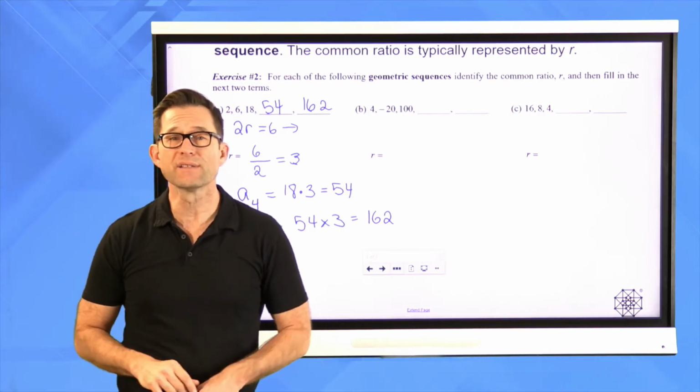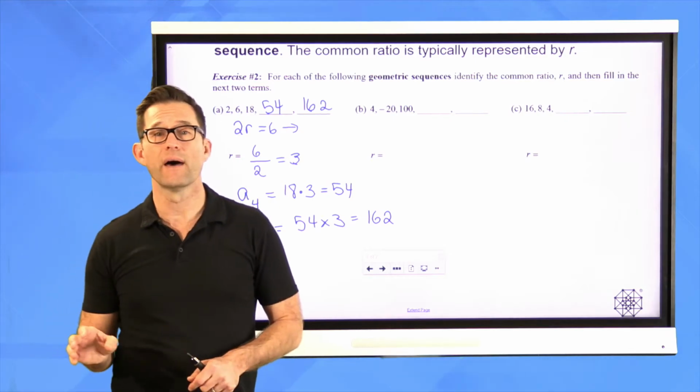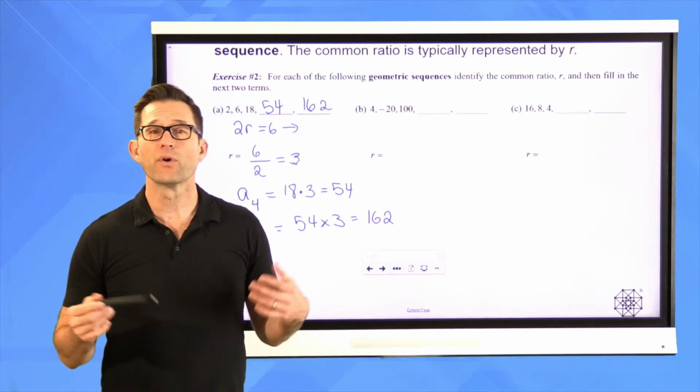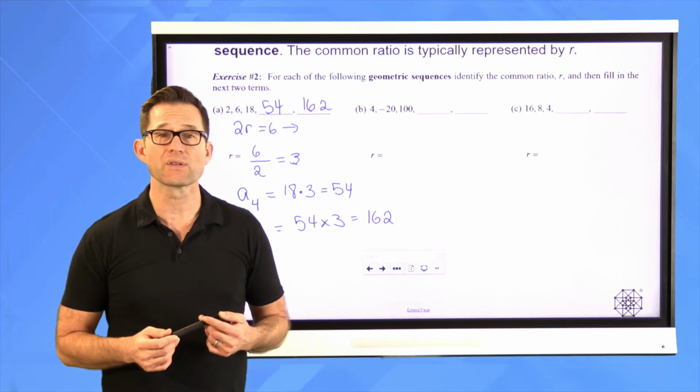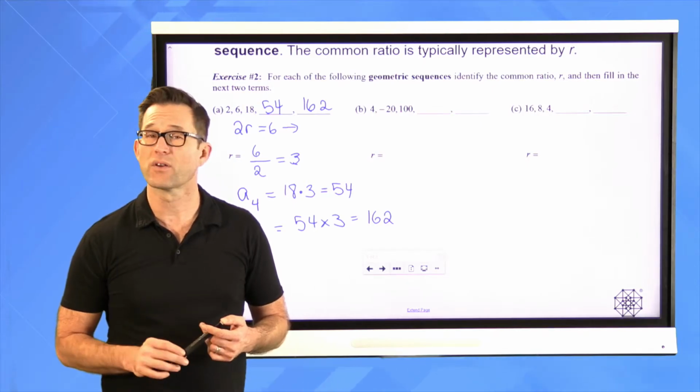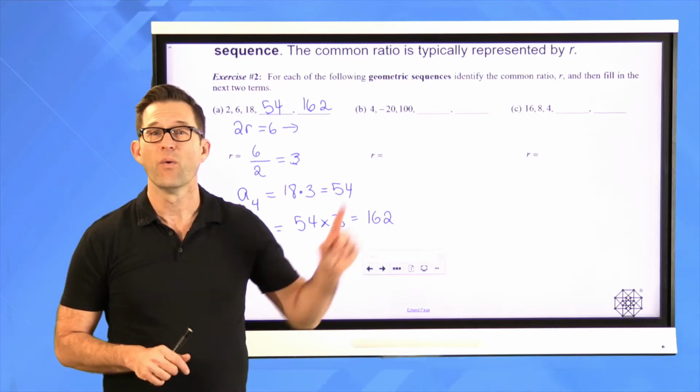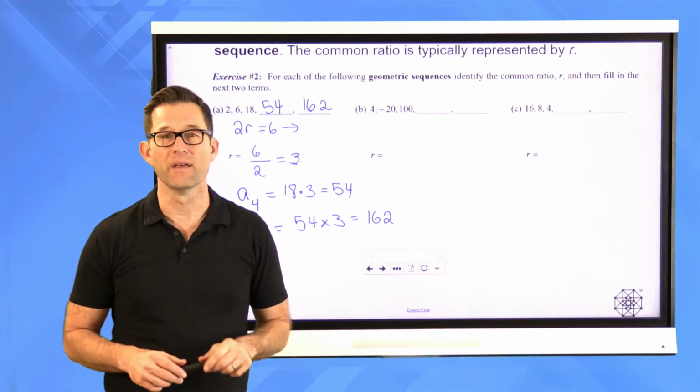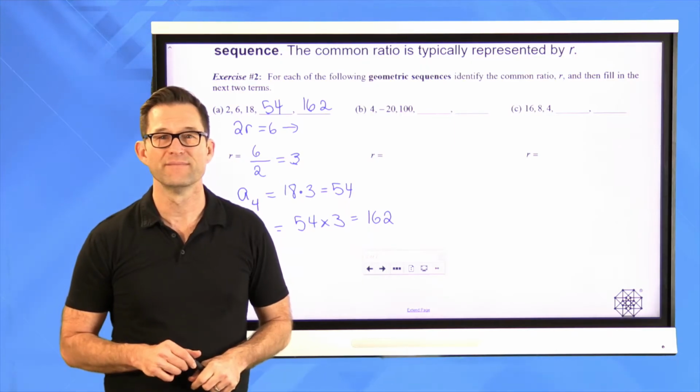Now in the last lesson, all the ratios that we looked at were positive numbers. But for a geometric sequence, it doesn't actually have to be a positive number. It could also be a negative number. Why don't you go ahead and tackle letter B, and then we'll talk about that one together.